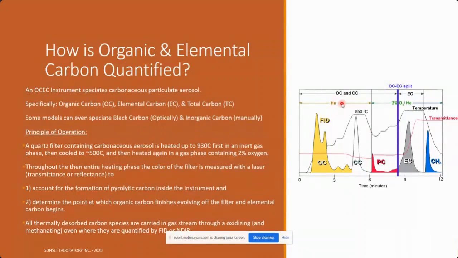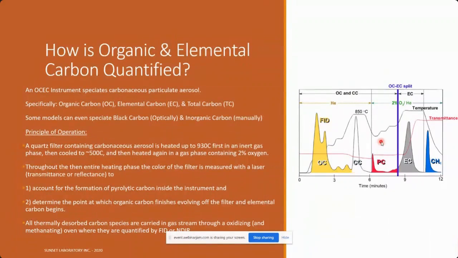And then there's a second phase where, after we've either evolved off our organic species or converted them to pyrolytic carbon, we then introduce an oxygenated phase.